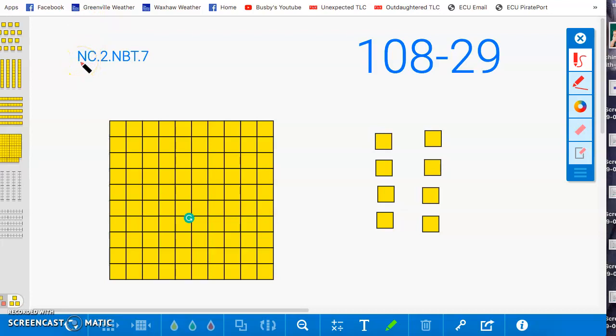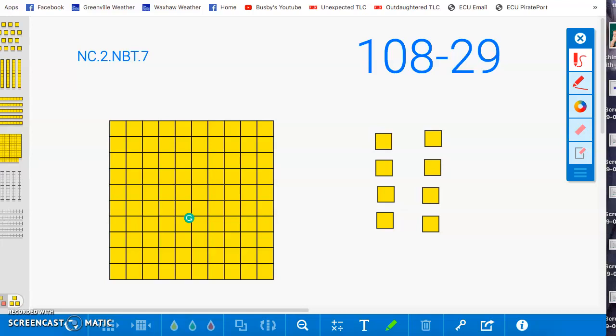So the 2nd grade standard is NC.2.NBT.7. The standard for 2nd grade that we are going to focus on is to add and subtract within 1,000, relating the strategy to a written method using concrete models or drawings, strategies based on place value, properties of operations, and the relationship between addition and subtraction.